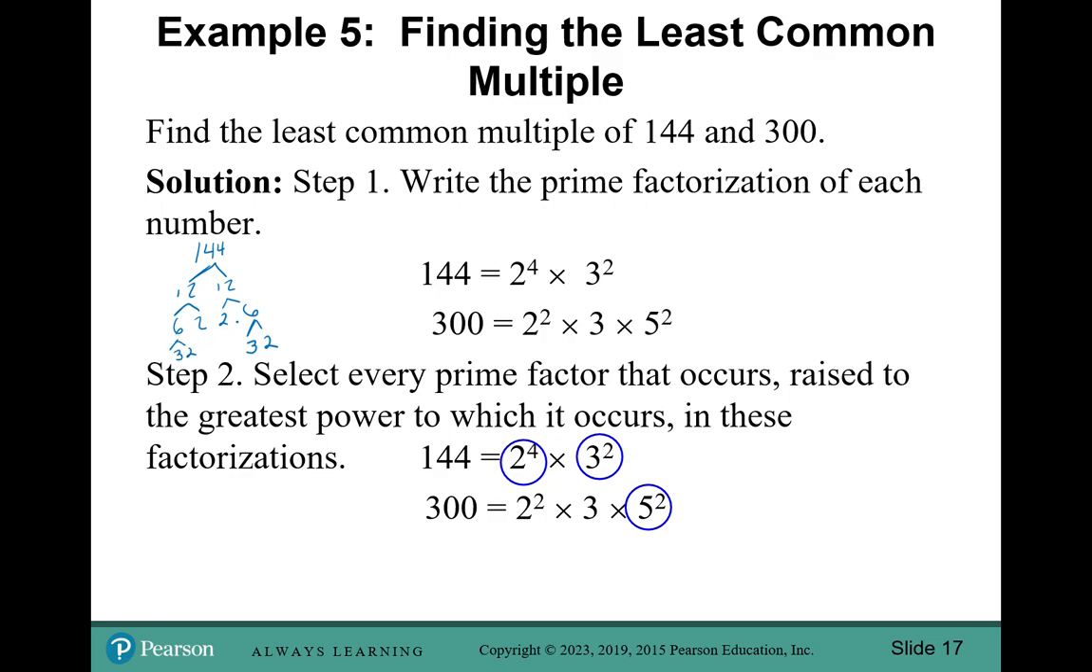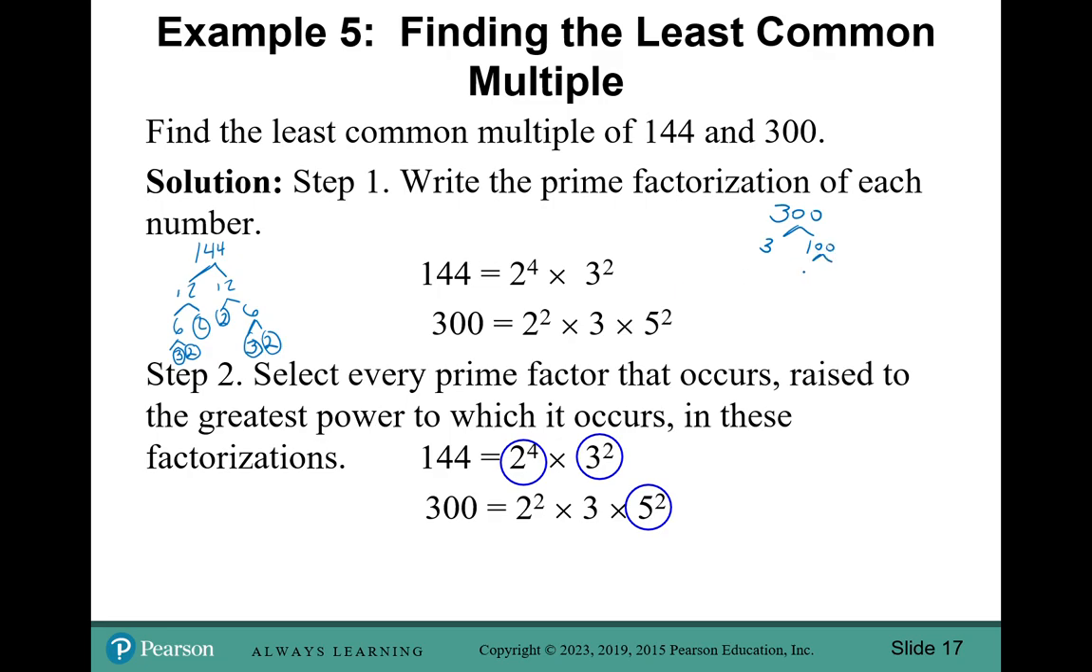And what we can see here is we have 1, 2. So 1, 2, 3, 4 2s, and 3, 3. So 2 3s. We can also break 300 down if we would like. I'm going to break that down into 3 and 100. So there's our 1 3 there.